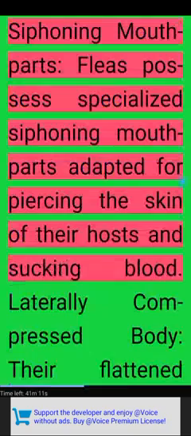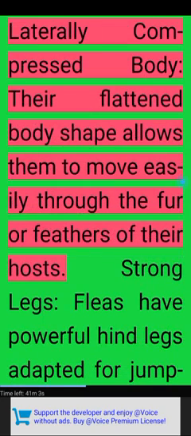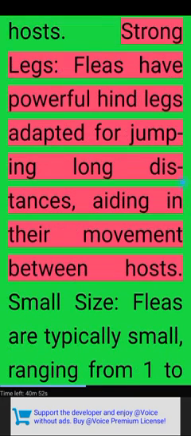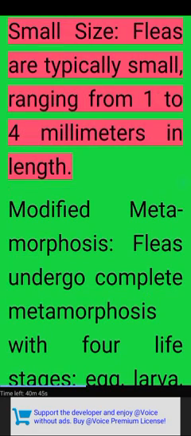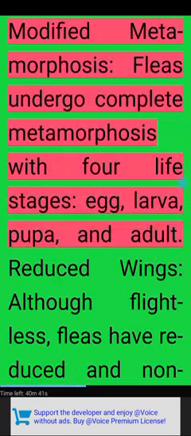Diagnostic characteristics. Siphoning mouthparts. Fleas possess specialized siphoning mouthparts adapted for piercing the skin of their hosts and sucking blood. Laterally compressed body. Their flattened body shape allows them to move easily through the fur or feathers of their hosts. Strong legs. Fleas have powerful hind legs adapted for jumping long distances, aiding in their movement between hosts. Small size. Fleas are typically small, ranging from 1 to 4 millimeters in length. Modified metamorphosis. Fleas undergo complete metamorphosis with 4 life stages: egg, larva, pupa, and adult. Reduced wings.